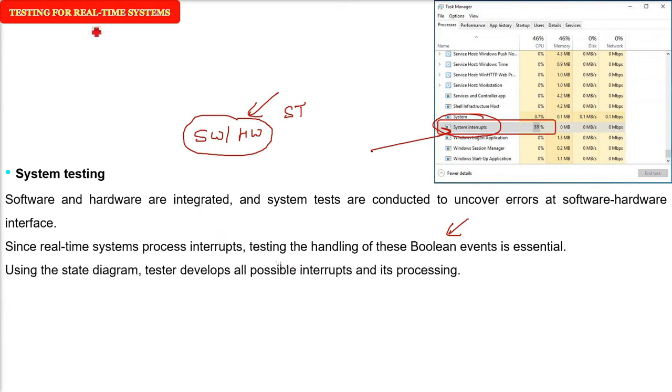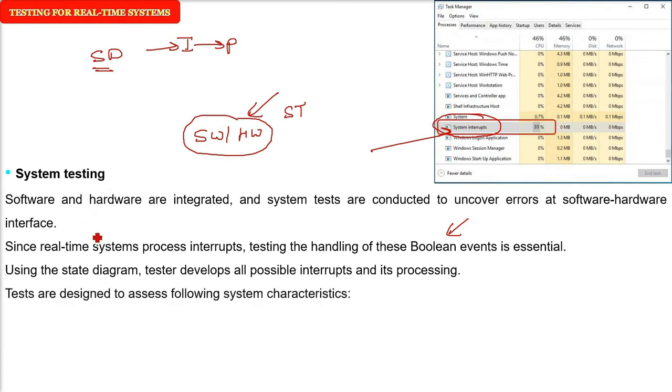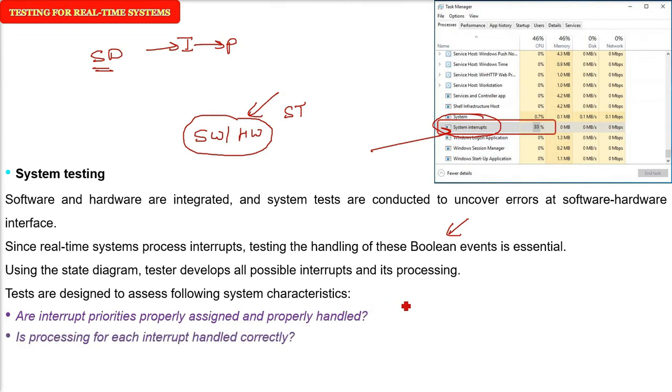So as I am saying, using the state diagrams which have already been made in the requirement modeling, the tester would develop all the possible interrupts and what the processing is. So tests are designed to assess certain system characteristics, like are the interrupt priorities properly assigned, and are these interrupts properly handled with proper priorities? Is processing of each interrupt handled correctly?